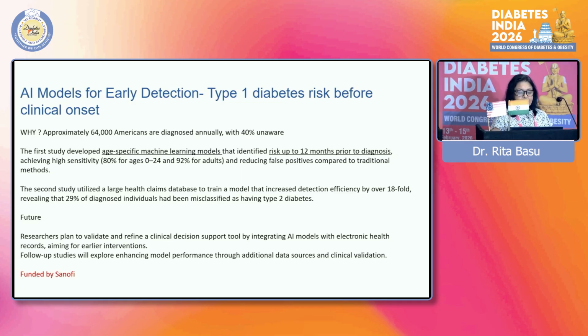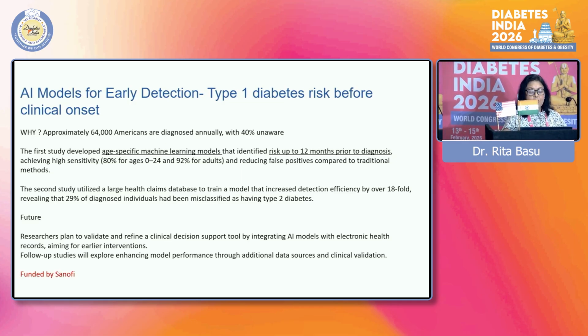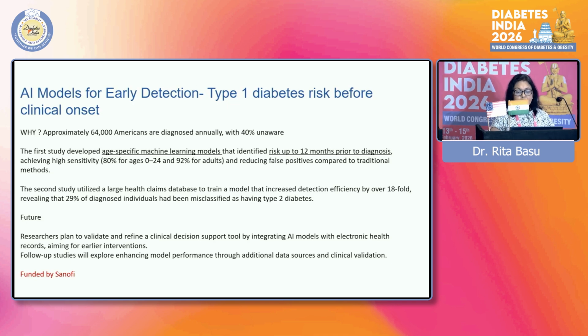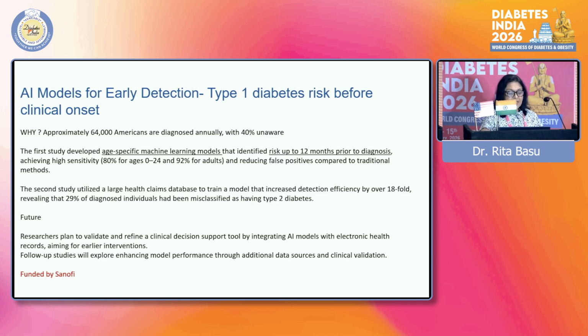The first study developed age-specific machine learning models that identified risk up to 12 months prior to diagnosis, achieving high sensitivity. This study was funded by Sanofi. It is a paper that came out, and you can all look at it. They showed that you can identify people at risk for type 1 up to 12 months before diagnosis. It had a high sensitivity, 80% for ages 0 to 24, and 92% for adults, and it reduced the false positives compared to traditional methods. So that's a good AI tool they used. I'm not saying it's all perfect, okay? Believe me, these are not perfect tools, but at least we have something to start with.